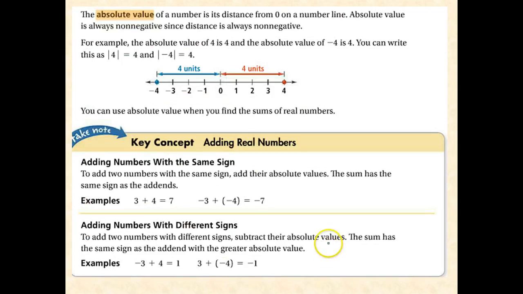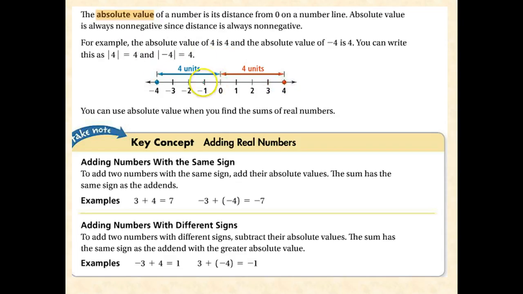Okay, so write down some notes. The absolute value of a number is its distance from 0 on a number line. Absolute value is always non-negative because distance is non-negative. So positive 4 is 1, 2, 3, 4 steps away from 0. All we're counting is distance. We're not counting direction with absolute value.